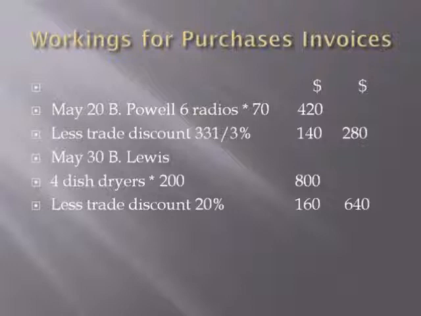beside B POA. Next, B Lewis, 4 dischargers at $200 each. Multiply 4 by 200 gives you 800. Then you find your trade discount, which is 20% of 800. 20% of 800 is 160. Then you take away the 160 from the 800, which gives you 640. The 640 will be placed in your purchases journal.